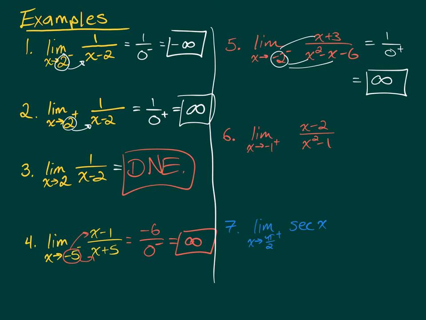In example 6, we have the limit as x approaches negative 1 from the right of x minus 2 over x squared minus 1. And again, I think you see the pattern. You substitute the negative 1 in for top and bottom, and you end up with negative 3 over 0. So now after you substitute that in, you will want to check what happens with the denominator as x approaches negative 1 from the right.